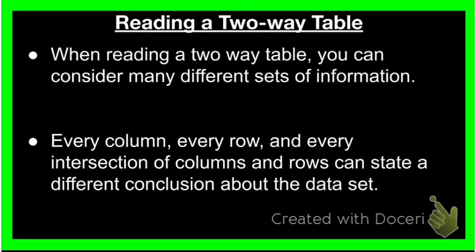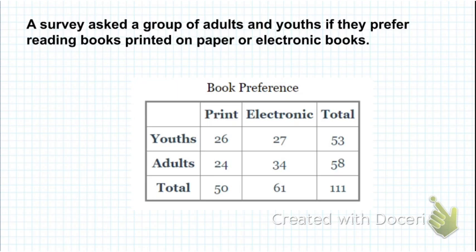So in our next part of our notes, we're going to cover one of our goals about two-way tables. The first goal is learning how to read a two-way table. When reading a two-way table, you can consider many different sets of information. Every column, every row, and every intersection of a column and row can state different conclusions about the data set. So let's look at an example of a two-way table.